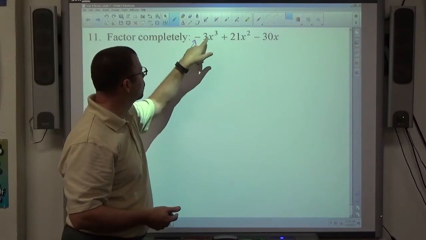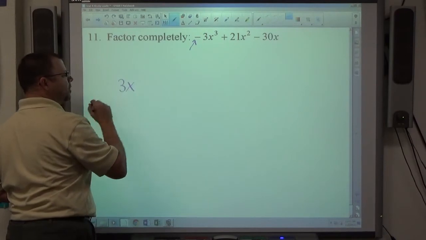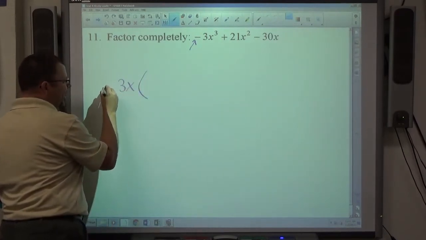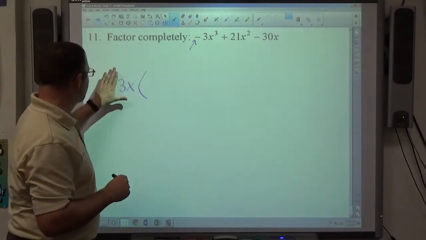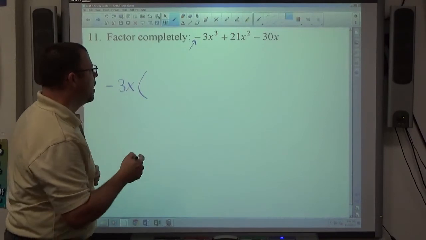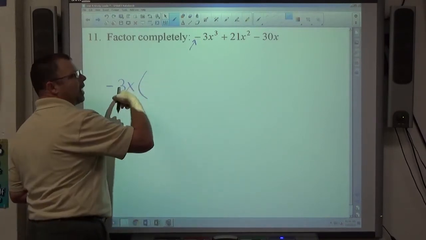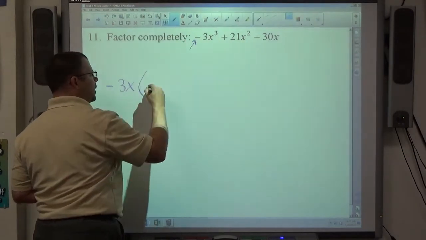I never want the lead term to be anything but 1. So 3 goes into 3, 21, and 30. So obviously 3x is a common factor. And again, I want to make it a negative 3x because I want the first term to be positive. Okay, so find the common factor, and again, make it negative because the first term is negative. So now when I divide, I'm dividing by a negative number. Negative 3 divided by negative 3 is 1. X cubed divided by x is x squared.